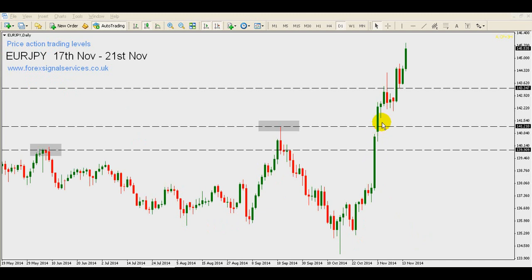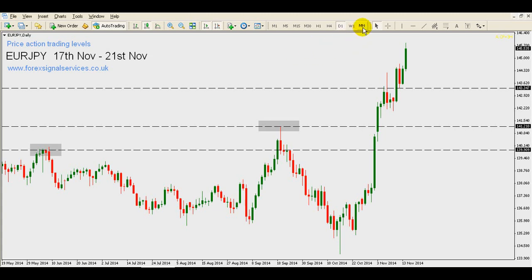EURJPY is brutal at the moment. That's just going on and on and on. It's with yen weakness, and we've got to be looking to buy this on the daily chart at 143.34. But the way it is at the moment, I would hang back on this. If you need to trade these yen pairs, then look for something on the lower time frames.